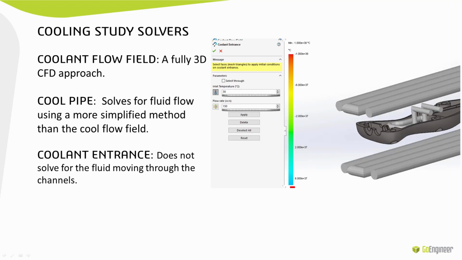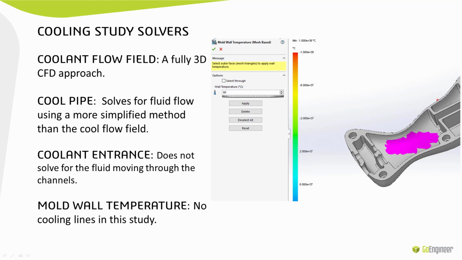And the third one is the coolant entrance. So you're also utilizing the sketches to create the cooling lines the same way as a cool pipe, but it doesn't solve for any fluid flowing through. So it's modeling the heat transfer by determining the convection load from the inlet temperature and the flow rate of the cooling fluid. And then lastly, we have mold wall temperature.